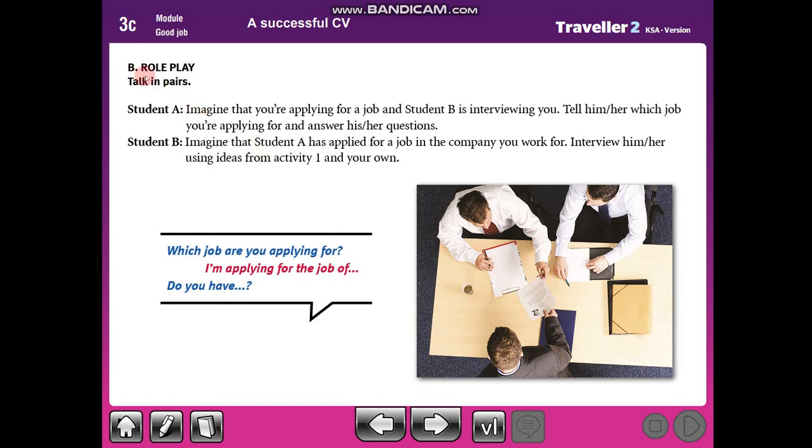Role play. This exercise is to talk in pairs. Try to talk in pairs. You and your brother, you and your friend, through chatting or call. We have many sources to connect with your friends. You will ask your friend in this exercise, which job are you applying for? And you try to do more practice. You ask and your friend will answer. Okay.